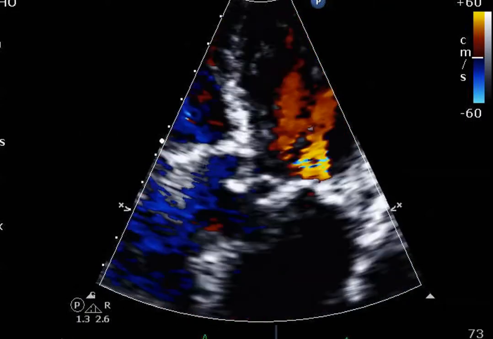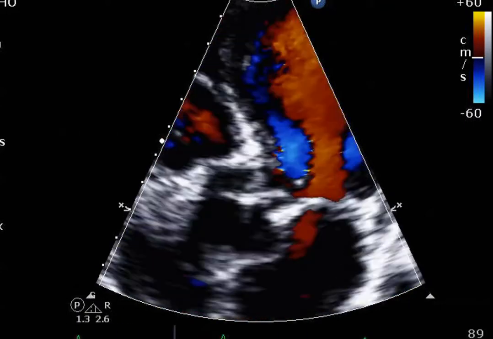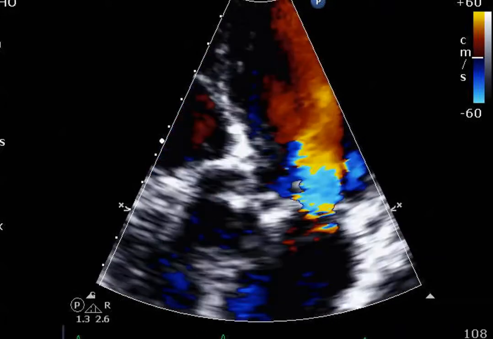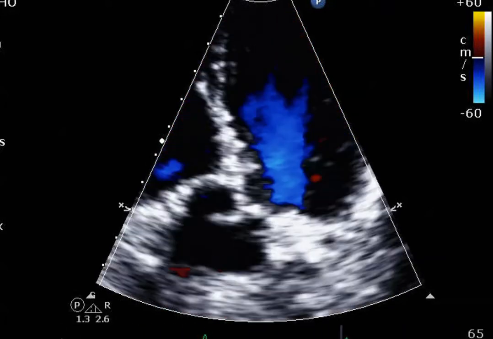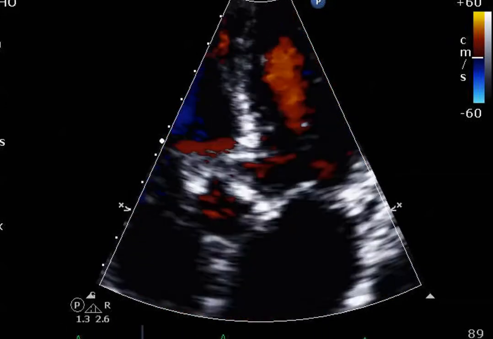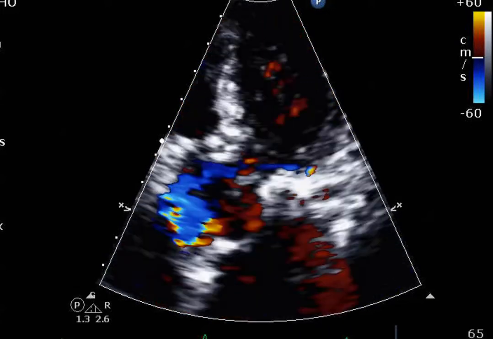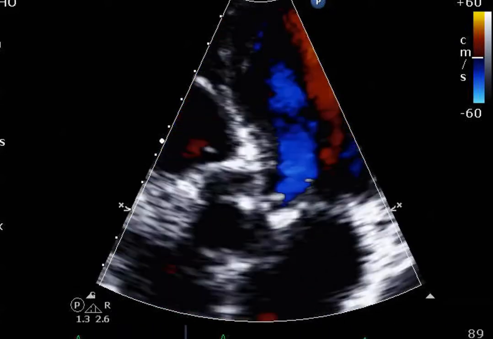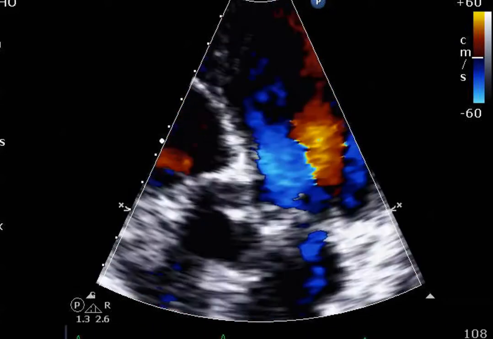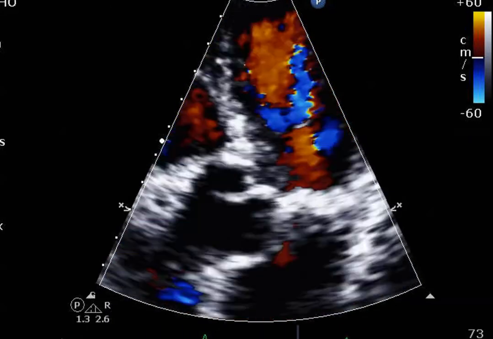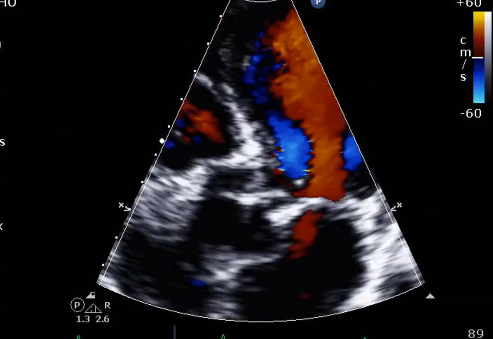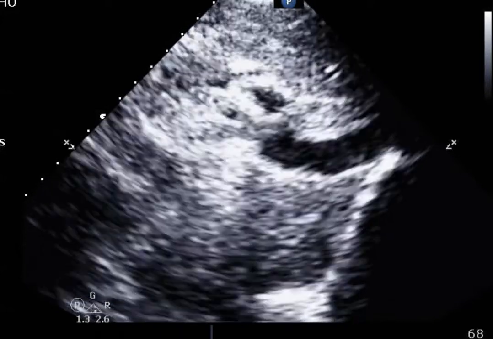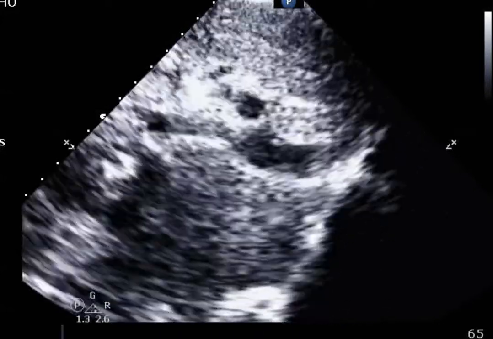Again, not a lot of LVOT obstruction, but remember that if you see a case like this with a septal bulge in a very underfilled heart, you should definitely be thinking that this person may have some LVOT obstruction. So make sure to PW carefully at the LVOT, and make sure that you are as on axis as you possibly can to get the maximum velocity.